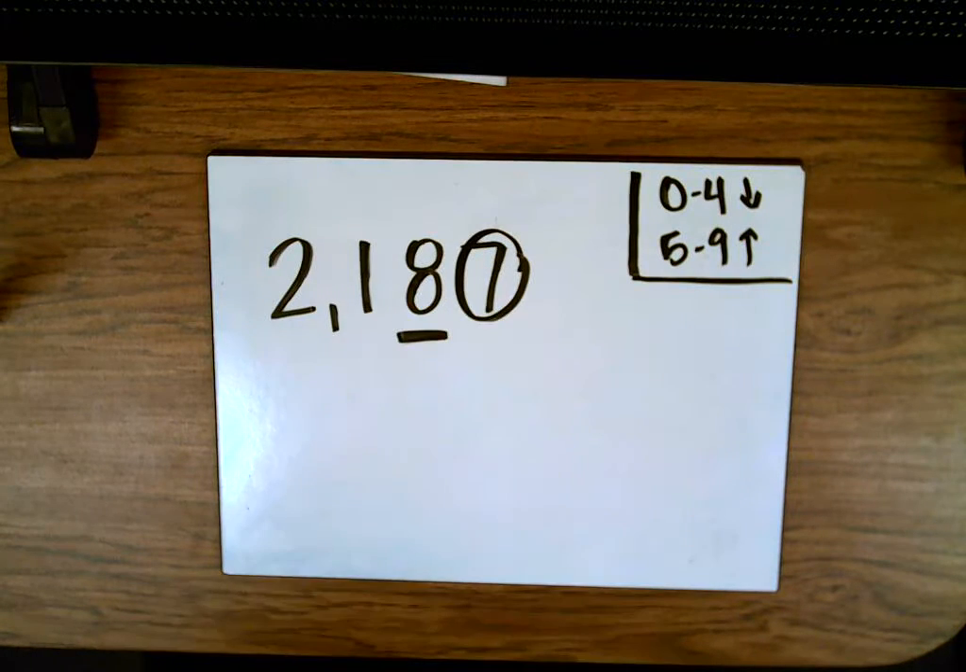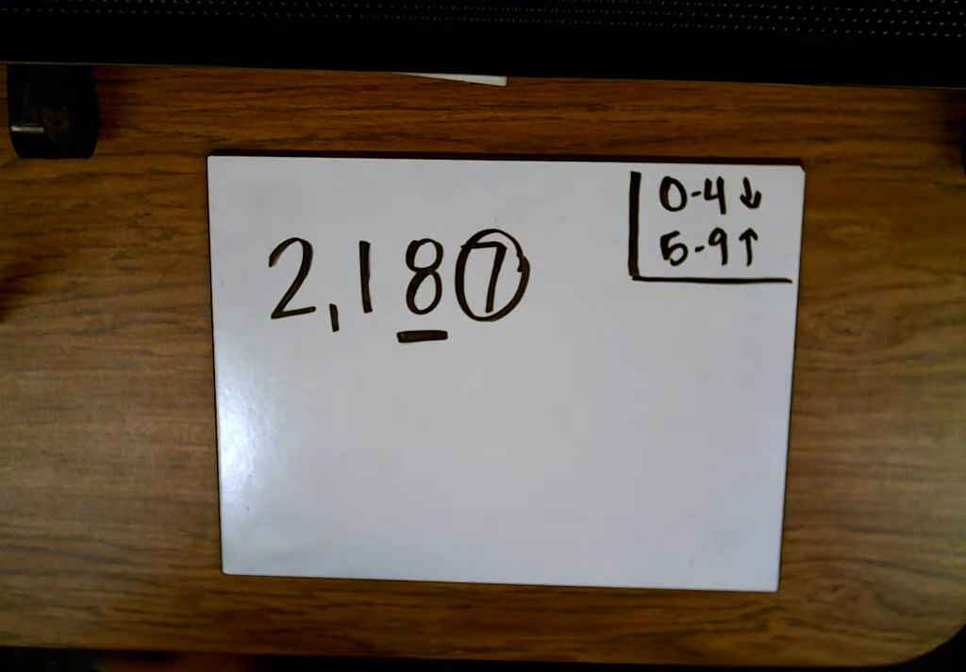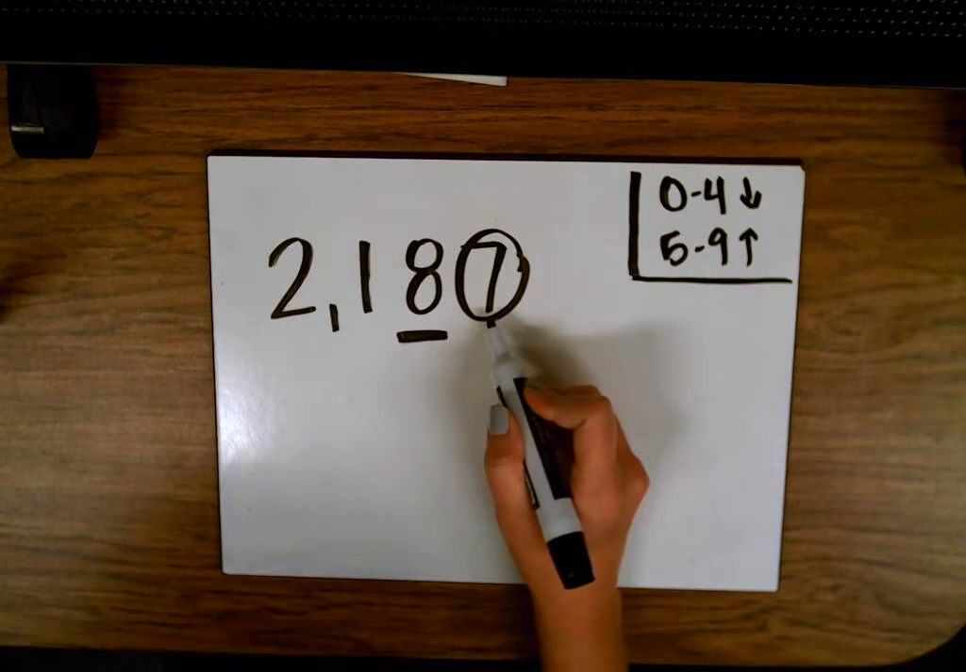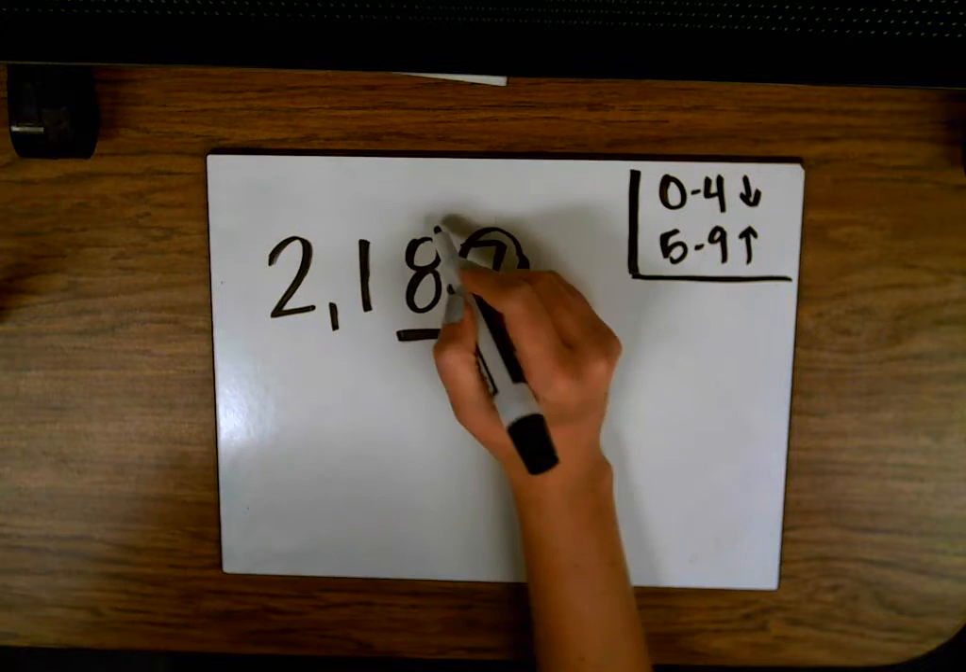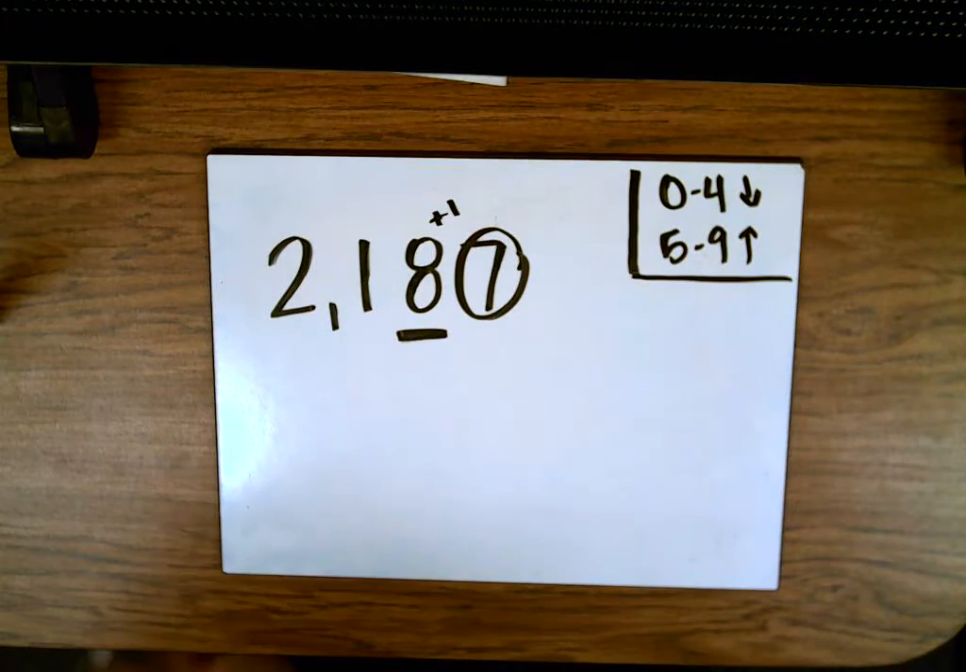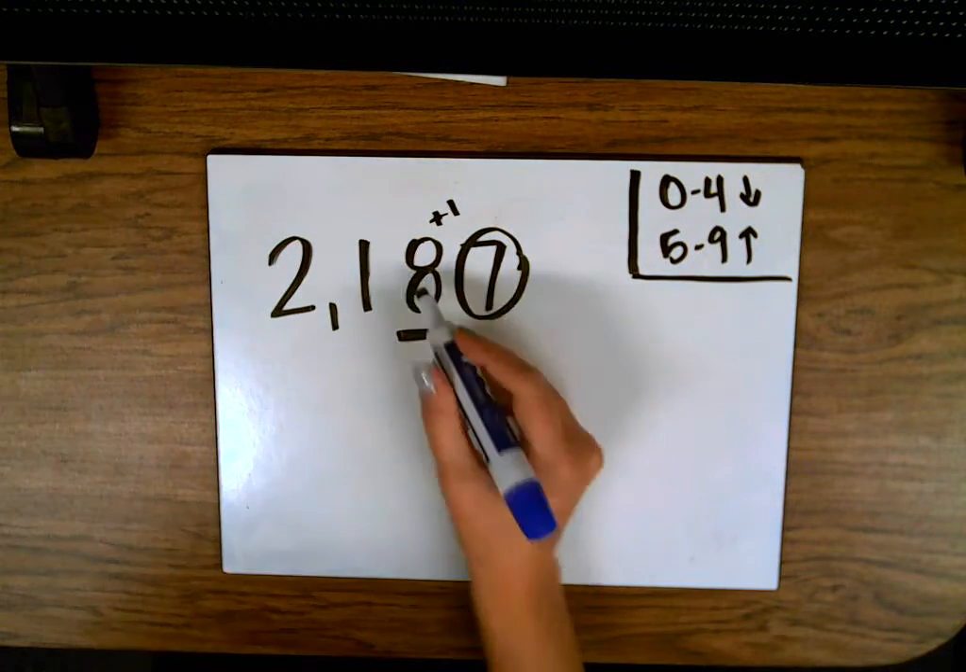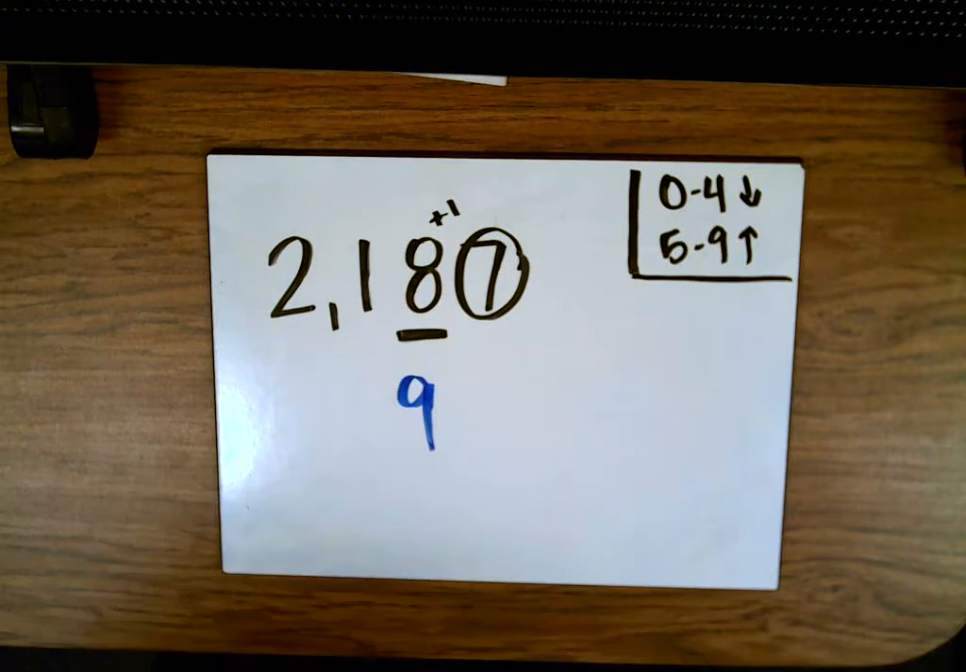Number 7's in charge if number 8 moves up or stays the same. So then we have to look at our rules. 4 or less, let it rest, so it stays the same. 5 or more, raise the score. I'm going to add 1. 7 is more than 5, so we're going to add 1 number to 8. So I'm going to change my 8 to a 9 down here.